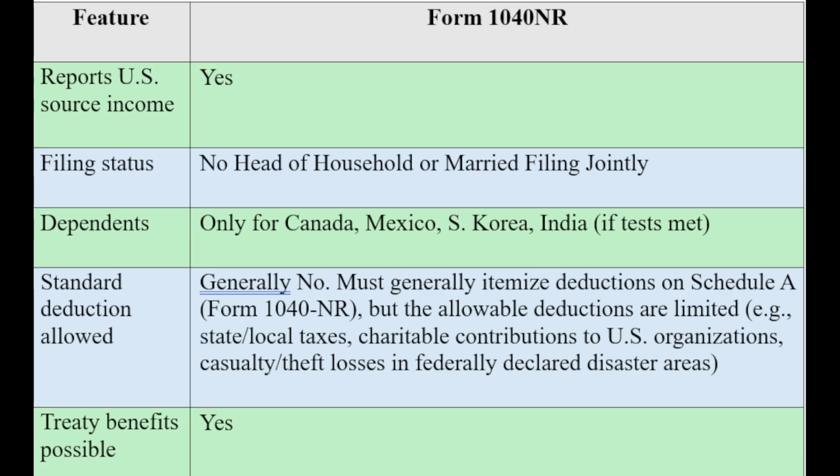So you want to make sure that you're filing with the correct form, and you're not going to get in trouble when you go ahead and file and get letters from the IRS saying, hey, you shouldn't have been using that type of form or something like that. All right, well, let's continue on.